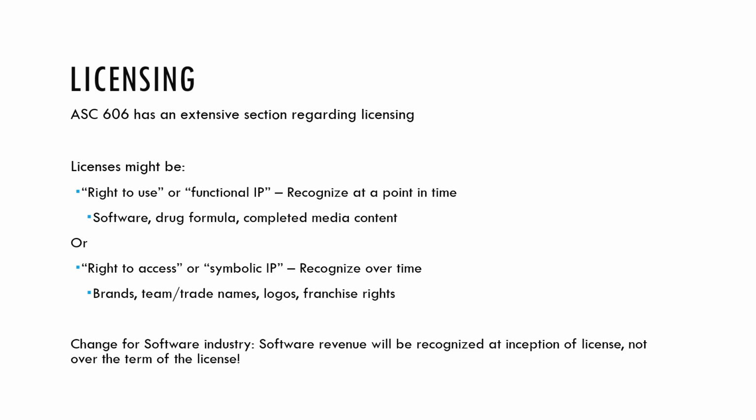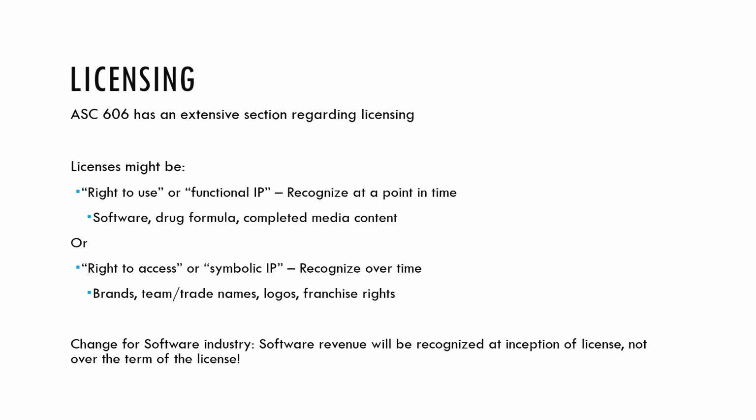Licensing. There's an entire section in ASC 606 on licensing, and there's different types of licenses. It talks about a right to use, or they call it functional IP, which you would recognize at a point in time. This would be things like software, drug formulas, completed media content, anything like that, where the customer, you sell it to them, and it's theirs. It's good to go, right? Like on-premise software is a good example of that.